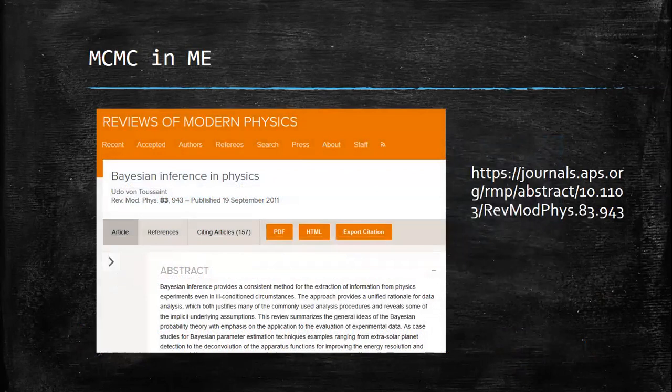And in this paper, they review Bayesian inference and particularly how MCMC is used in various fields like cosmology, mass spectroscopy, and surface physics. It also covers topics like background subtraction and automated outlier detection. So a lot of cool things using Bayesian inference.